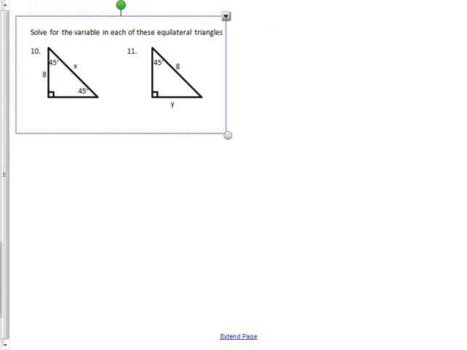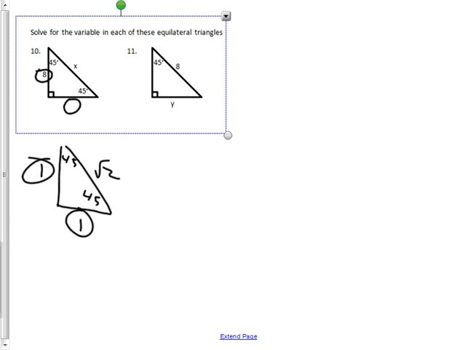How about this, when they get to number 10 and 11? Solve for the variable in each of these equilateral triangles. All right, 45, 45, that's an easy one. That means this must be the same as this, because it's a 45, 45, 90 triangle. I'm going to draw you one just to prove I know what's going on here. This is a 45, this is a 45, this will be 1, 1, and the square root of 2.